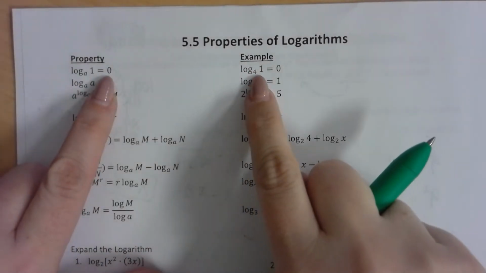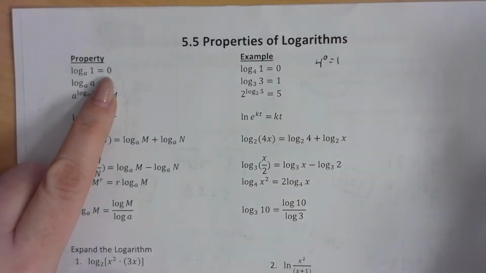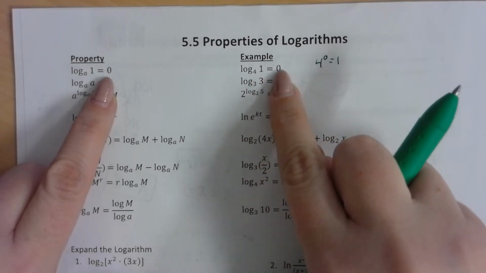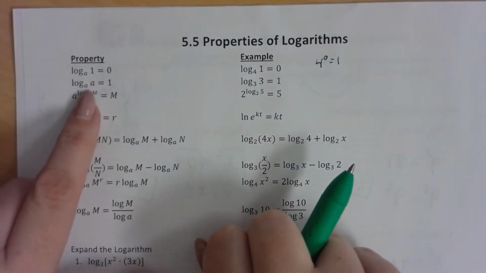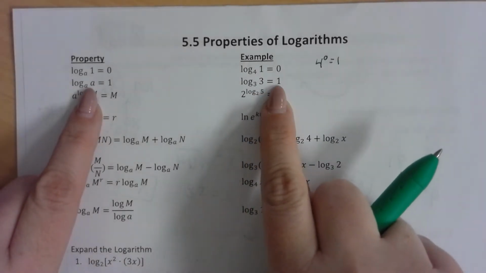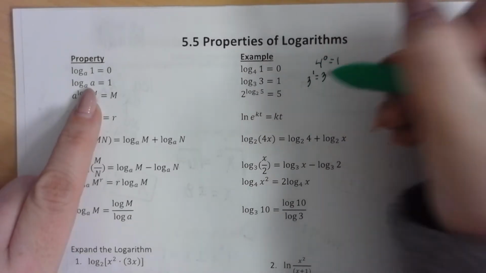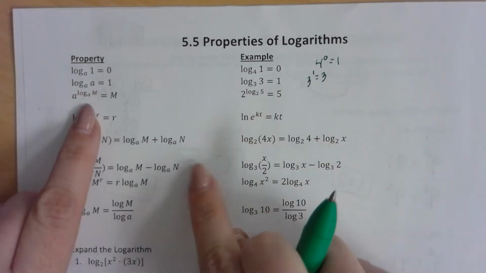So if we have log base 4 of 1, that's because 4 to the 0 is equal to 1, right? No matter what number I put here, anything to the 0 is going to be 1. If we have log a of a, so if they're the same number, log 3 of 3, the answer is always going to be 1 because, once again, 3 to the 1 equals 3. So if these are the same, the answer has to be 1.